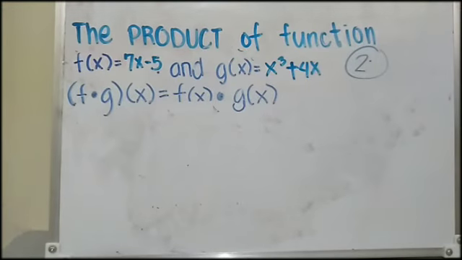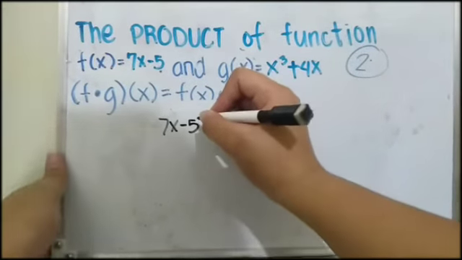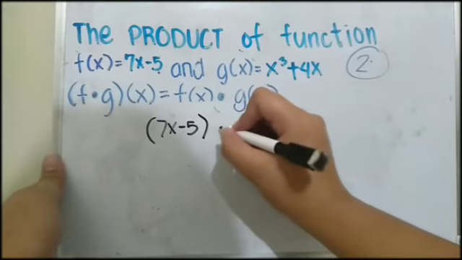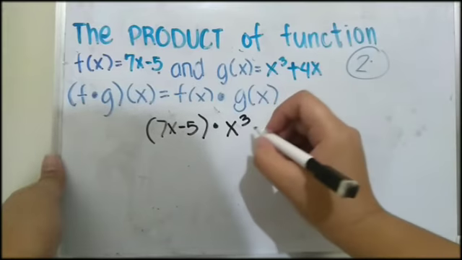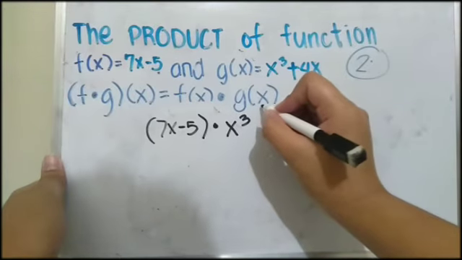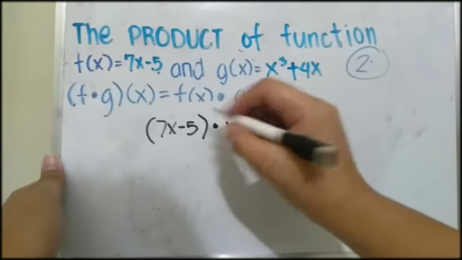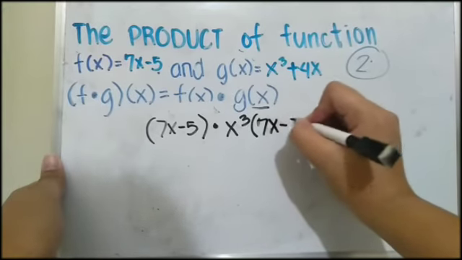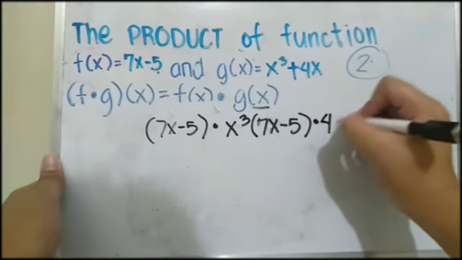And now let's proceed to the second example of product of functions. So the value of f(x) is 7x minus 5, and then multiplied by x squared, but we will not put the 4x. Instead, we will simplify the value of x, which is the 7x minus 5, before we put the 4x.